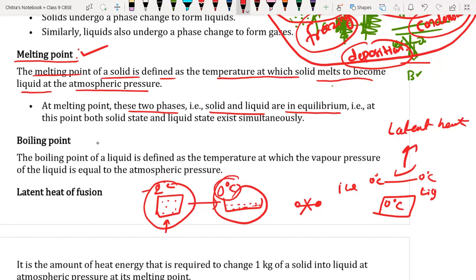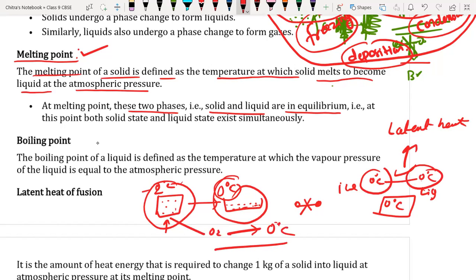It is the heat required to convert solid into liquid form, or liquid into gaseous form, without change in temperature. That heat is called latent heat. At latent heat, matter may absorb or release heat, but its temperature will remain constant. Here we can say that ice at 0 degrees Celsius converts into water at 0 degrees Celsius.